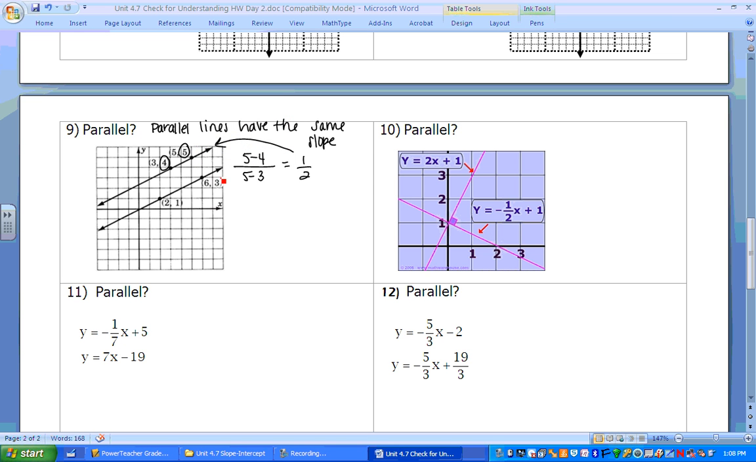The slope for the other line, 3 minus 1 over 6 minus 2, would simplify to 2 over 4, which does simplify to 1/2. Since these slopes are the same, yes, they are parallel.